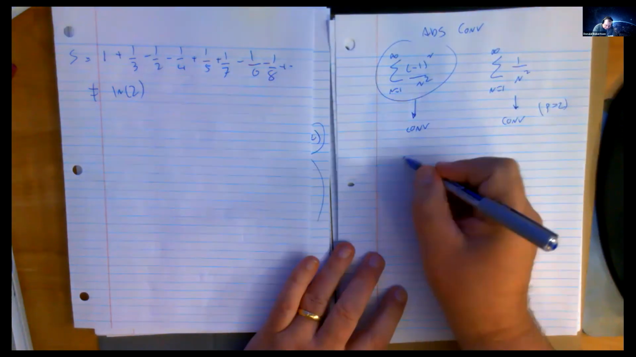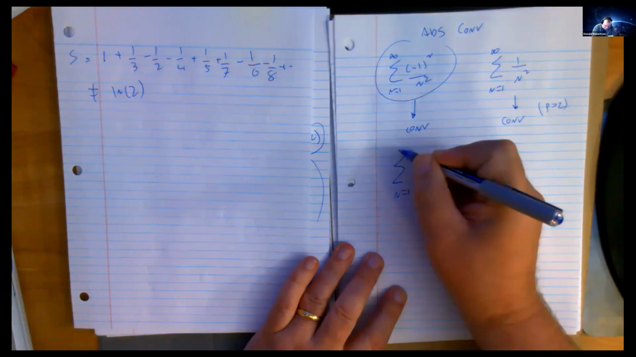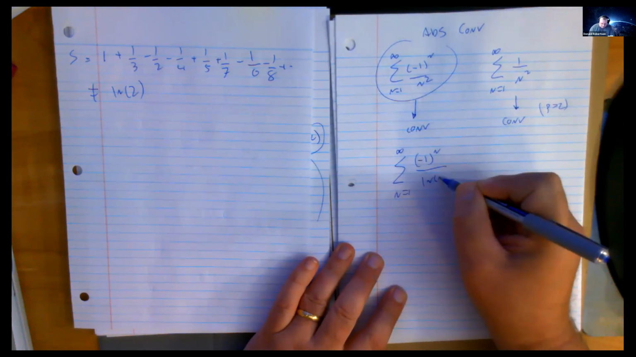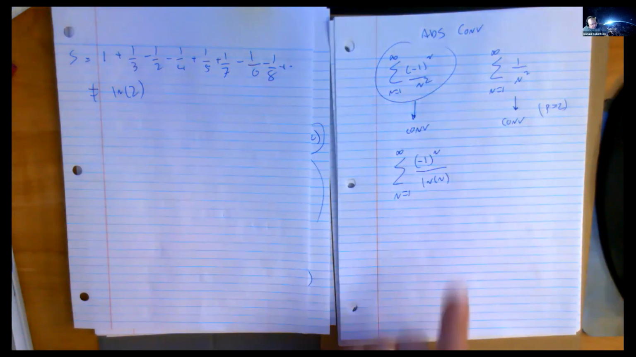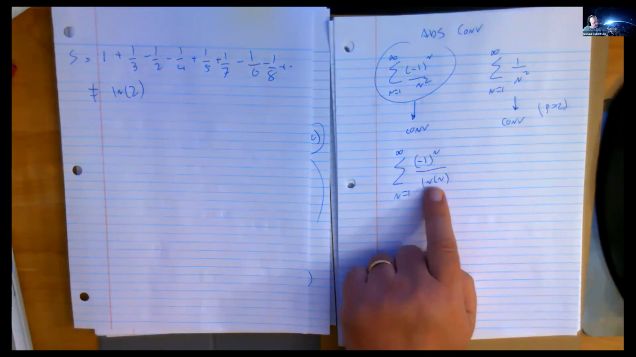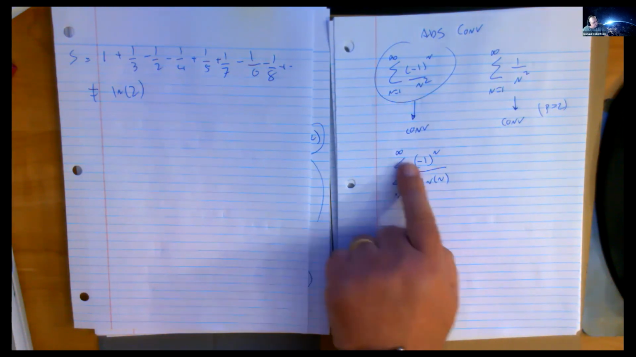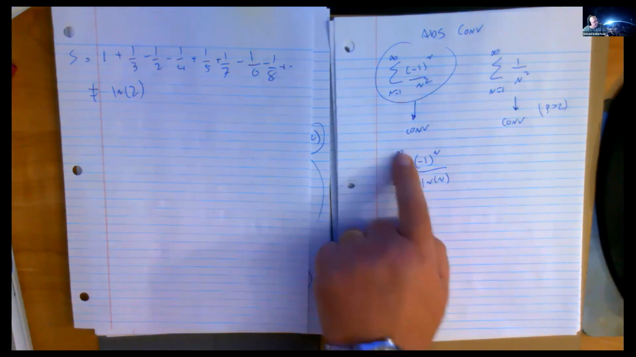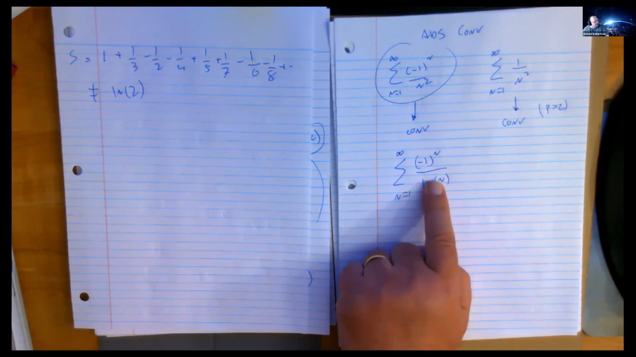How about this fella? You're just going to trust me on this. This guy does converge by the alternating series test. Can you imagine it's 1 over infinity, so its limit is 0. A little bit less obvious, but can you trust me that it is decreasing, right?